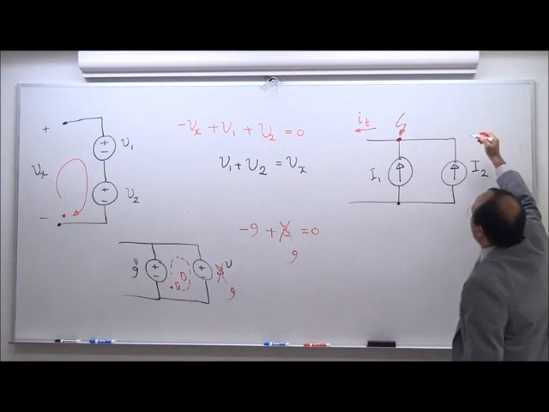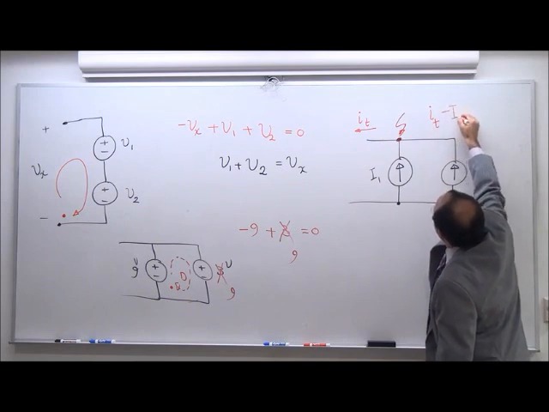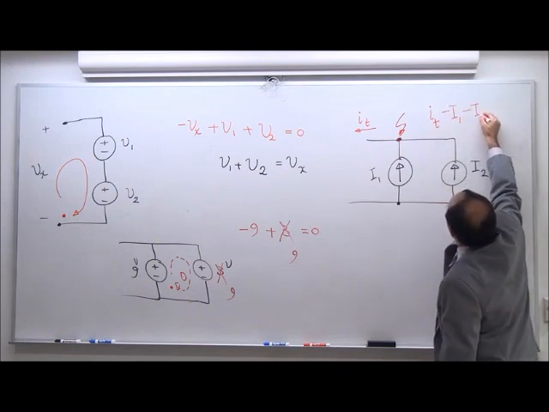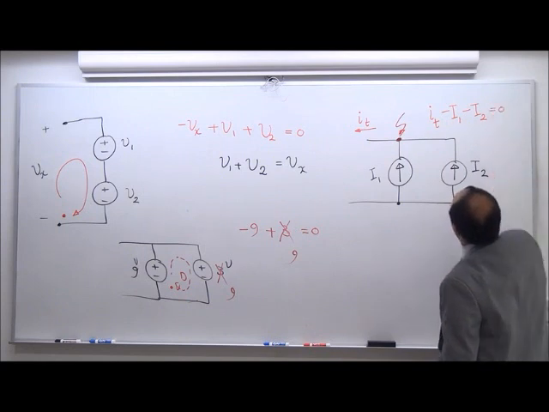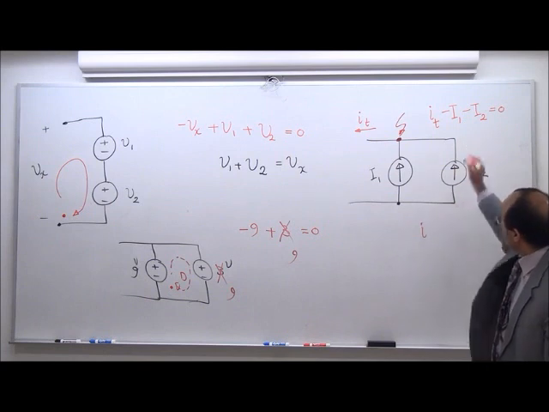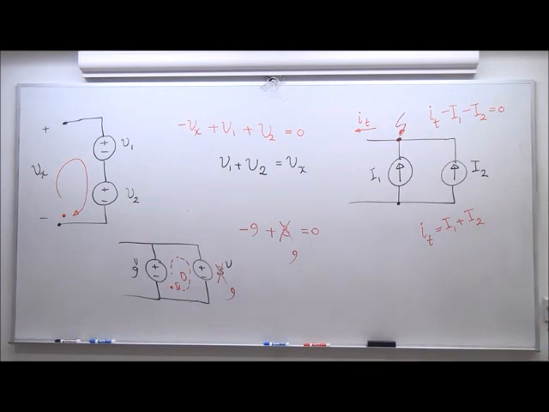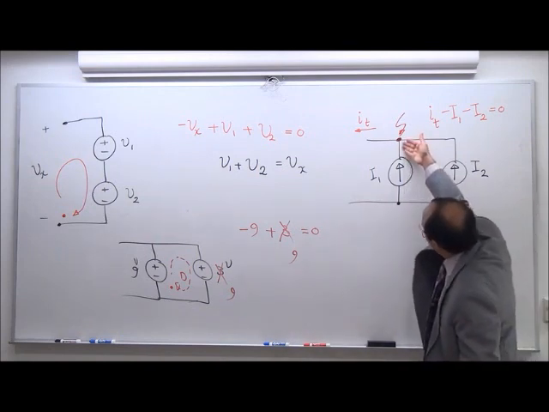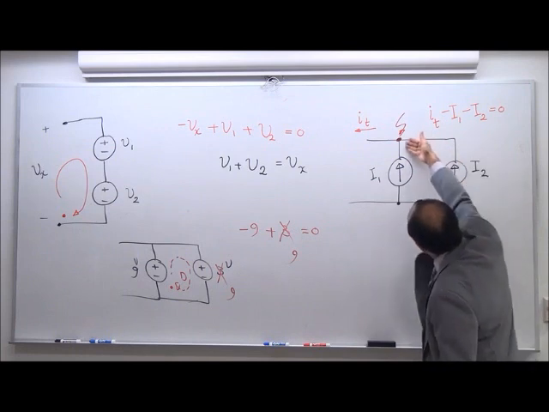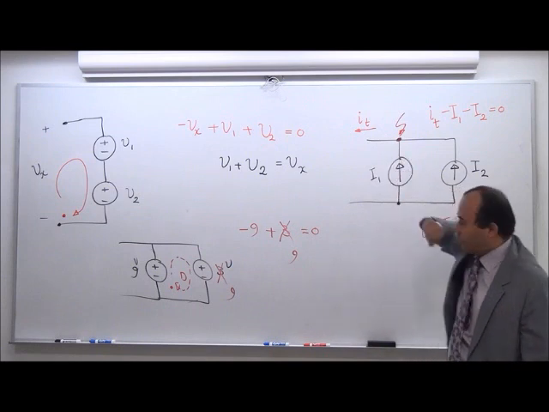What I'm going to say? I'm going to say IT is leaving the node. I1 is entering the node. I2 is entering the node is equal to 0. I'm going to say IT, if I just solve that system, is going to be I1 plus I2. This is very easy to follow and understand. You have 5 people coming into this node. You have 3 people coming into the same node. Obviously, 8 people are going to leave the node. That's very simple to see.